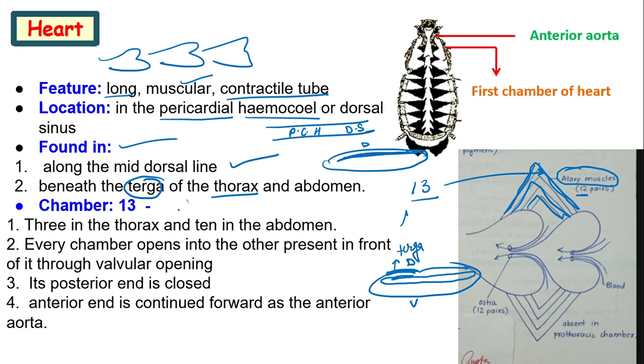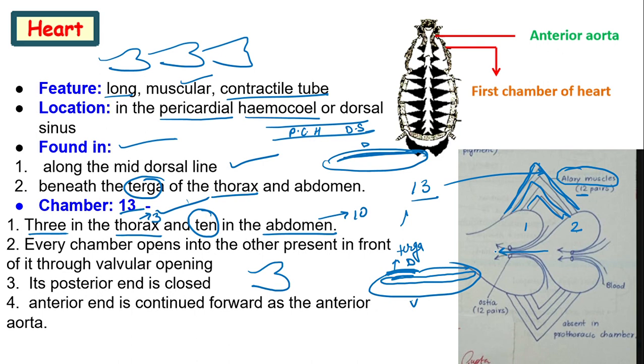How many chambers are present? 13 chambers are present. Let's divide these 13 chambers. 3 chambers are present in the thoracic and 10 chambers are present in the abdomen. How many thoracic do we have? 3. How many abdomen region do we have? 10. So all the 10 abdomen regions have 1 chamber each and all the 3 thoracic regions have 1 chamber each. Every chamber opens into the other present in front of it. Suppose this is the first chamber, this is the second chamber. So the second chamber is opening in the front chamber.